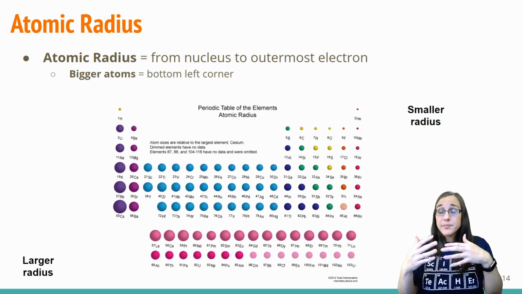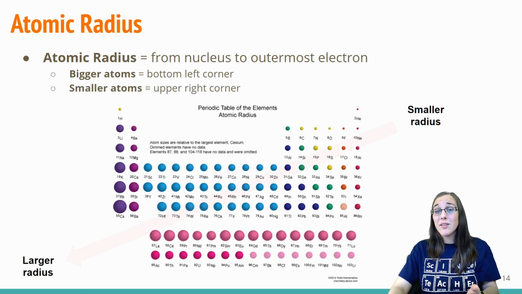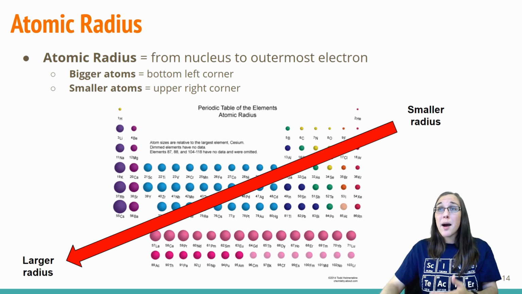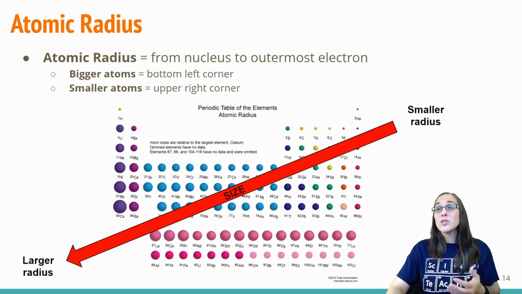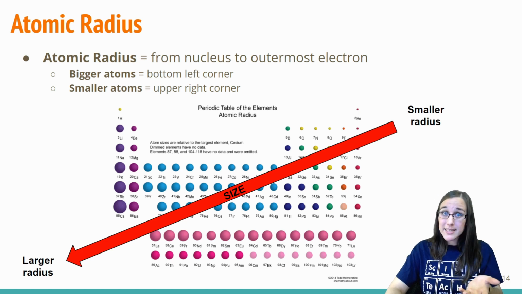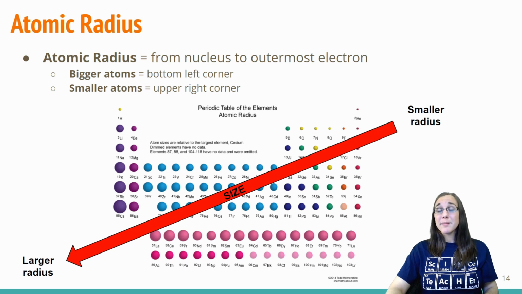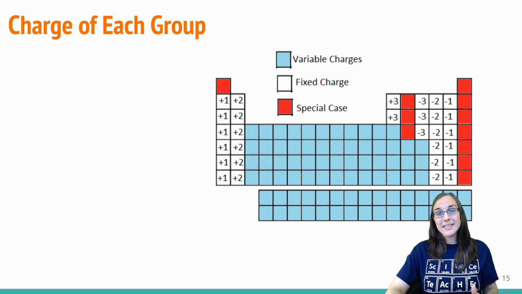So overall, if we have an arrow that's kind of drawn like a hypotenuse through the middle of our periodic table, what we see is we go from smaller radius from the top right-hand corner to larger radius at the bottom left-hand corner. This is a really important trend that you should memorize and that you should include on your own periodic table at home if you have one. So again, bigger atoms are always going to be in that bottom left-hand side. Smaller atoms with a smaller radius are going to be in the upper right-hand side.